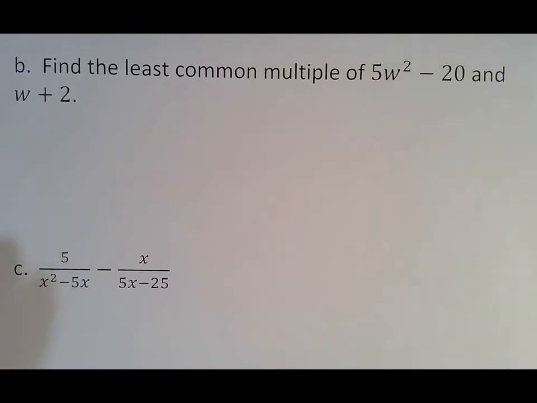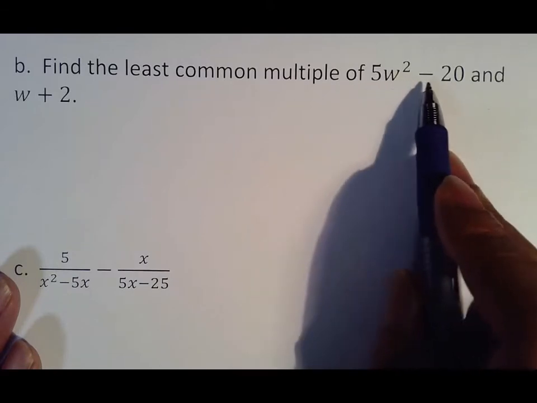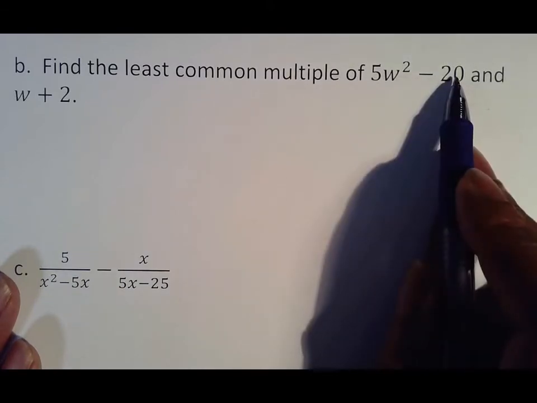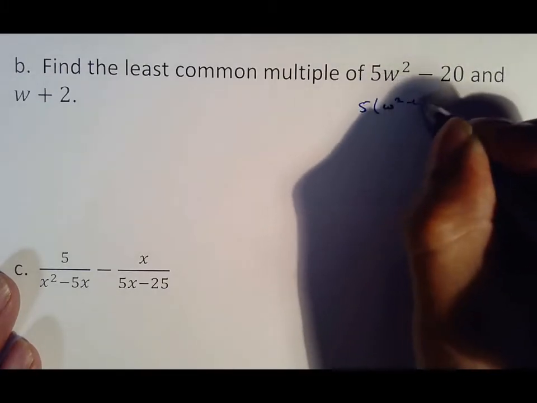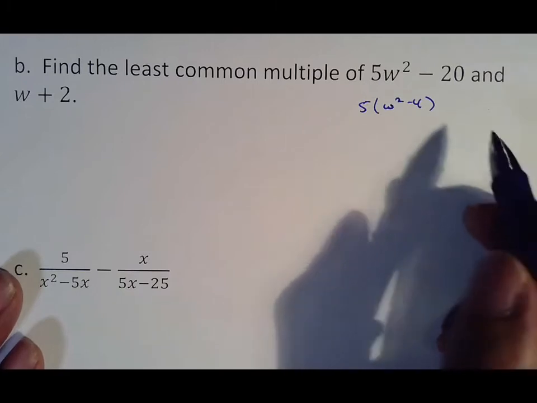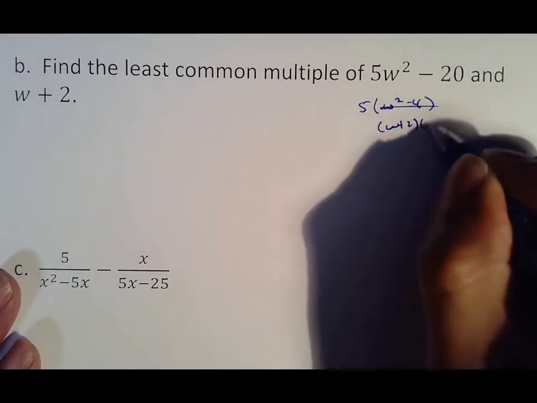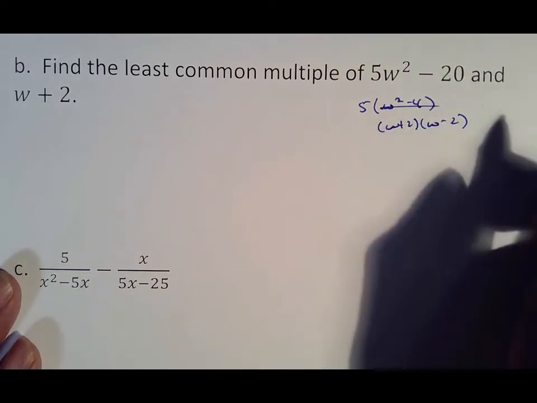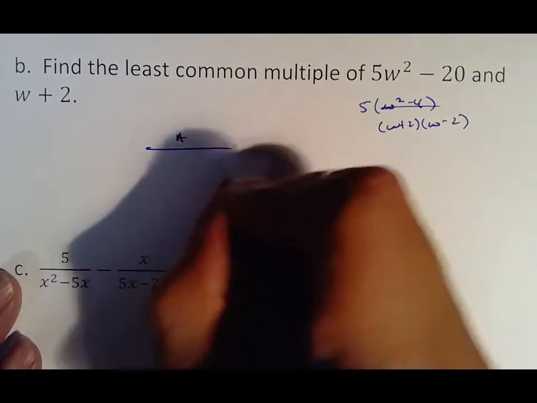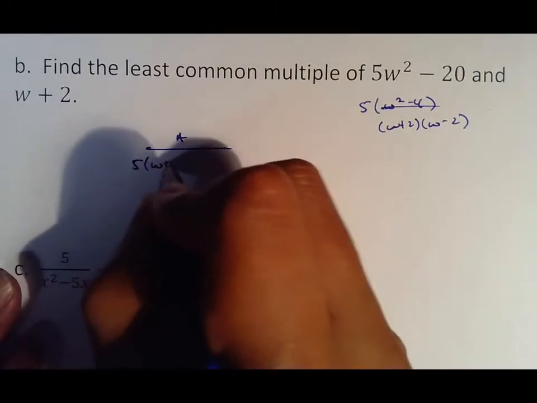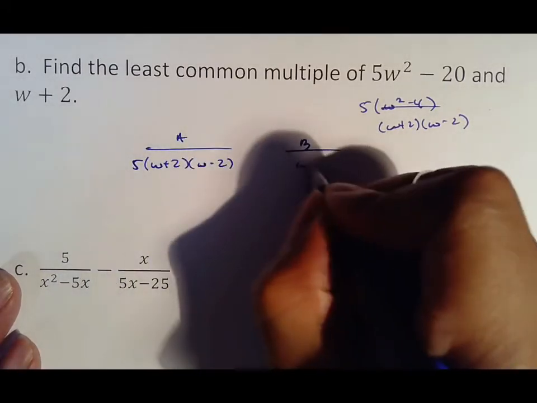So if you're asked to find the least common multiple of two things, the first thing you must do is factor. So I'm going to look at this and say this is going to be good. First off, I can pull off a 5, and I'm left with w squared minus 4. But your factoring has to be on point because w squared minus 4 can turn into w plus 2 and w minus 2. So based off of what I'm looking at, I'm going to label them, one fraction with 5 times w plus 2 times w minus 2. And I have fraction b with w plus 2.